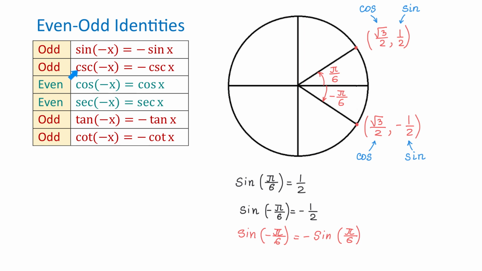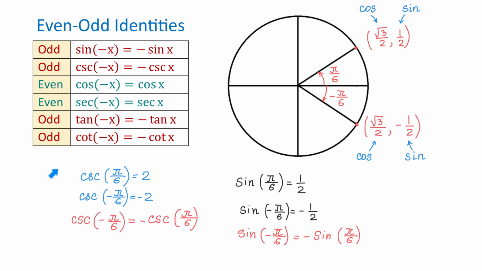Now the cosecant function is the reciprocal of sine, and cosecant of pi over 6 is 2. And that is because the reciprocal of 1/2 is 2. But cosecant of negative pi over 6 is negative 2. And now from these two expressions, we can write that cosecant of negative pi over 6 equals negative cosecant of pi over 6. And this is what we have up here. Cosecant of negative x equals negative cosecant of x.